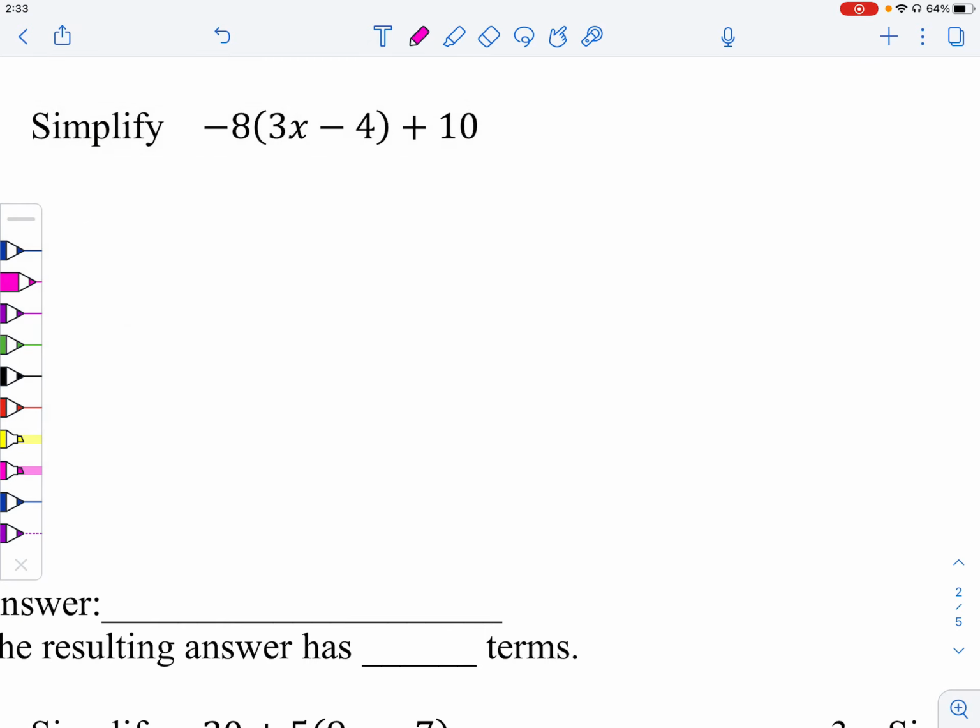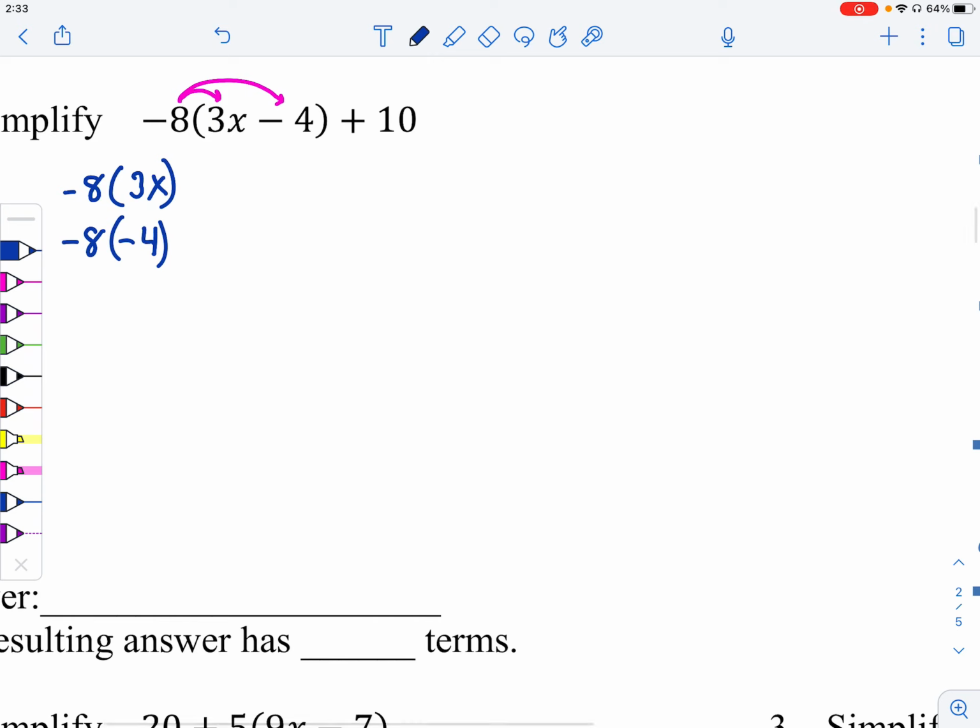So we're going to distribute here. Negative 8 times 3x, I'm going to write it here. Negative 8 times 3x. And then we have negative 8 times negative 4. We're distributing the negative 8 to 2 different terms. So we get negative 8 times 3x and negative 8 times negative 4.